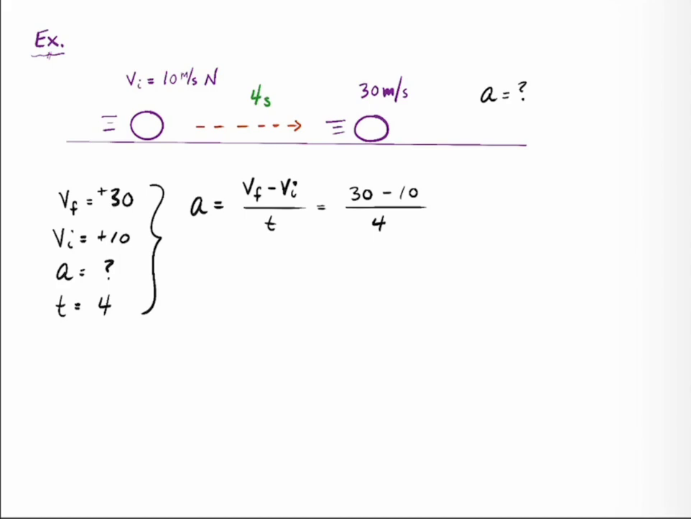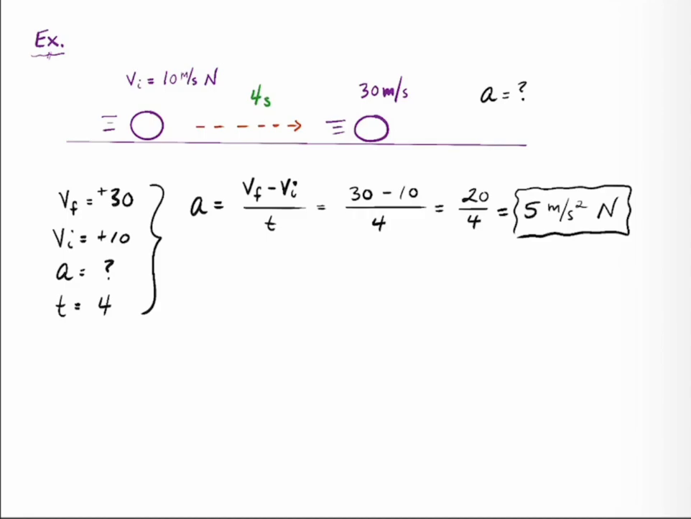So in this case, I'm just going to plug in a positive 30 for my VF. Then I'm going to subtract a positive 10. So I am subtracting 10, but in reality, I'm subtracting a positive 10. I just didn't write the positive. And then I'm dividing that by 4. And if I solve that out, I get 20 over 4, which reduces to 5 meters per second squared.